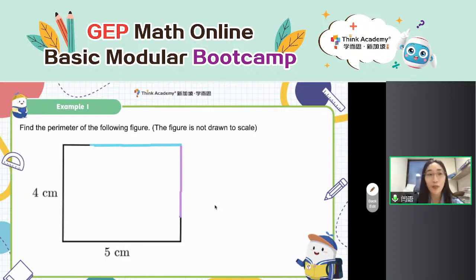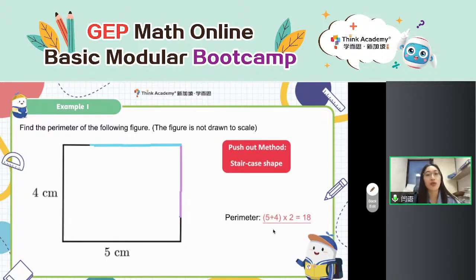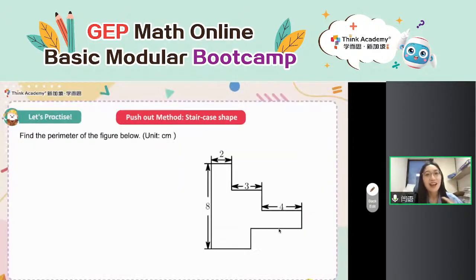And what is the formula of the perimeter of a rectangle? Again, that is the length plus breadth and then times 2. So here, let's turn that into 5 plus 4 bracket times 2. The answer is 18. Super easy, right? Okay, good. Now let's move on to practice. This shape is even more complex, right? So here, have a try.